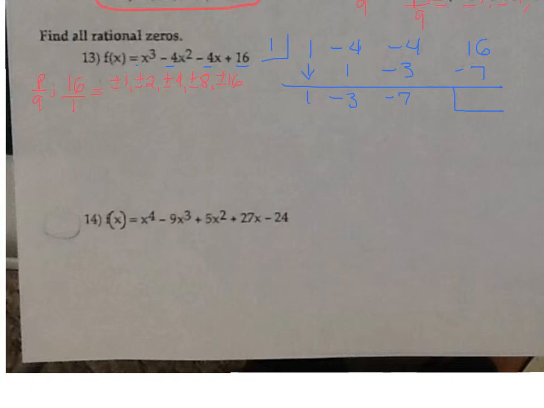What is that? 9. So is that a 0? No. Now I check another one. Now how about -1? So what I'm going to do, I'm going to go ahead and erase this. You can erase it because that one doesn't work. So now let's try -1.